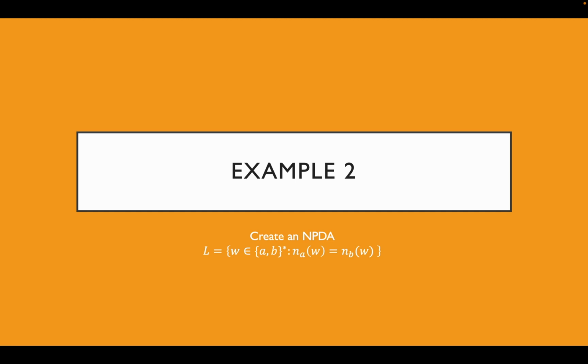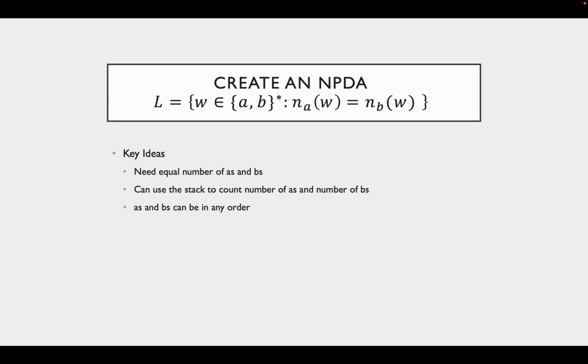Our second example, we're going to create an NPDA for the language where words are in the set {A, B} star, meaning they're any combination of A's and B's, and the number of A's in W is equal to the number of B's in W. For this language, we need an equal number of A's and B's just like before, but the A's and B's can be in any combination in any order.